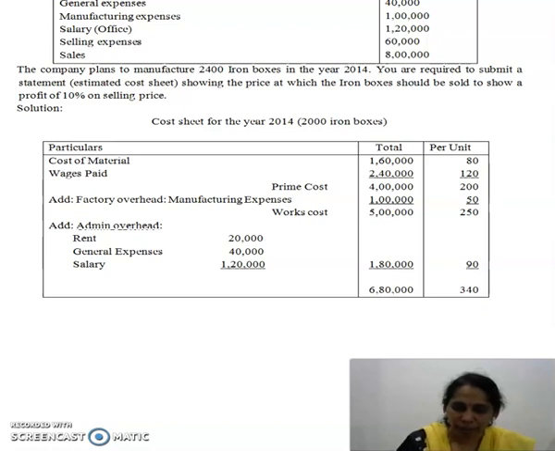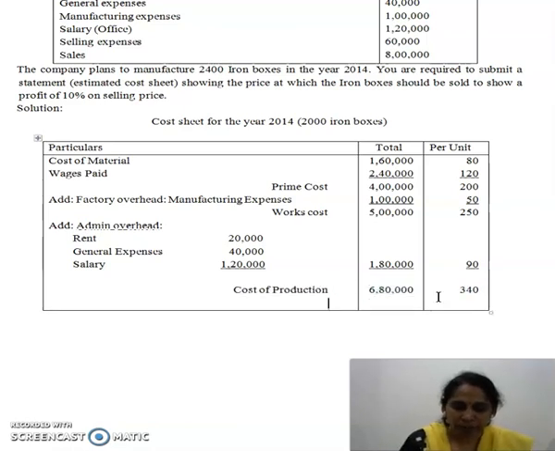So for this you have to give the name. Can you remember what is the name for this? The name for this is cost of production. Okay. So once it is done, then next you are going to add the selling and distribution overhead. Only you have selling expenses.